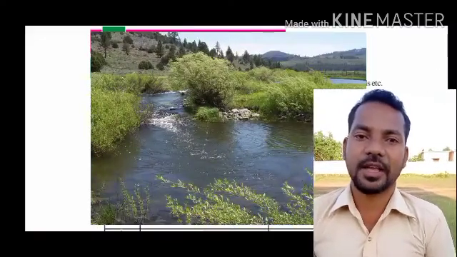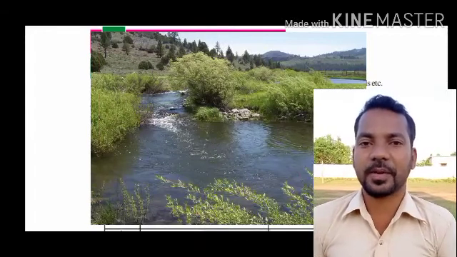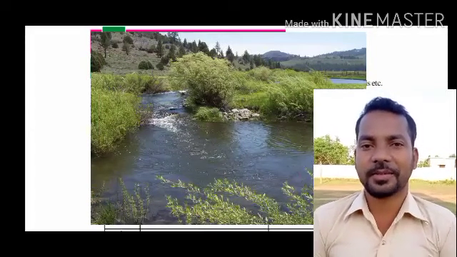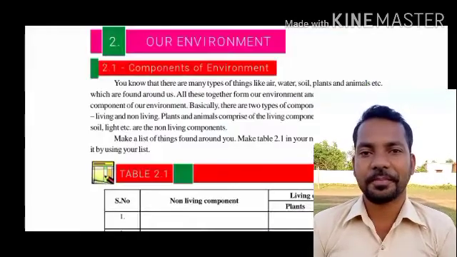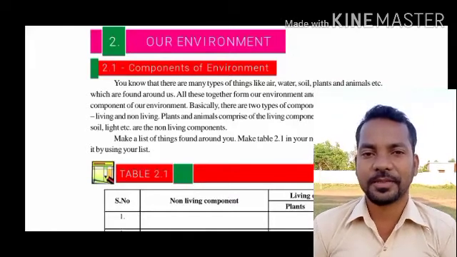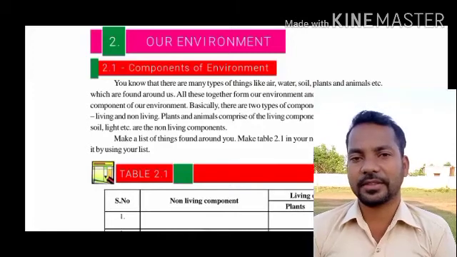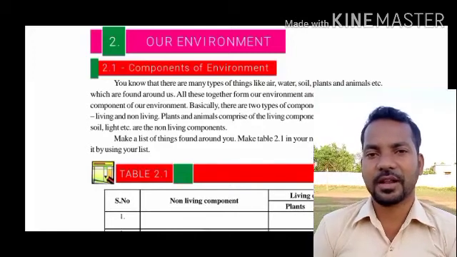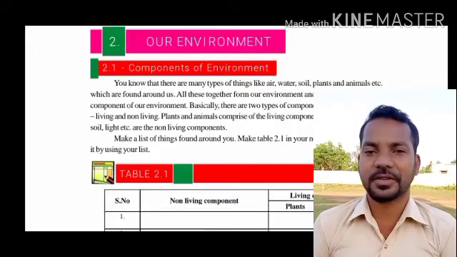You know that there are many types of things like air, water, soil, plants and animals, etc., which are found around us. All these together form our environment, and each one of these is a component of our environment. Basically, there are two types of components in an environment: living and non-living. Plants and animals comprise the living components, whereas air, water, soil, light, etc.